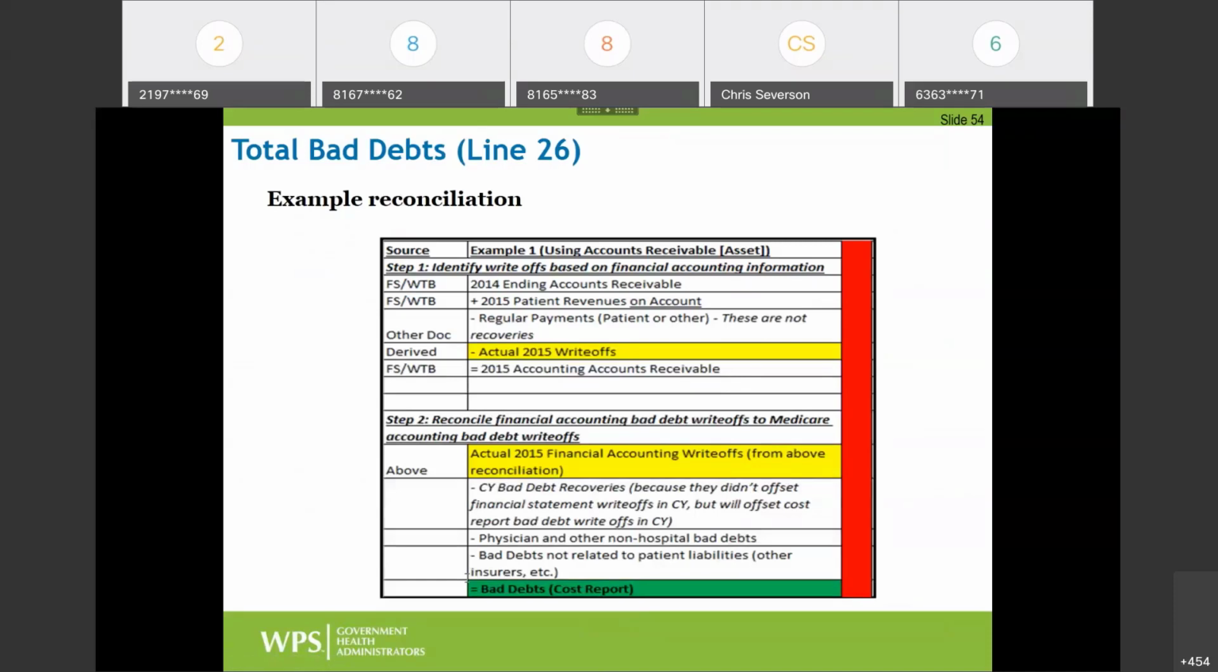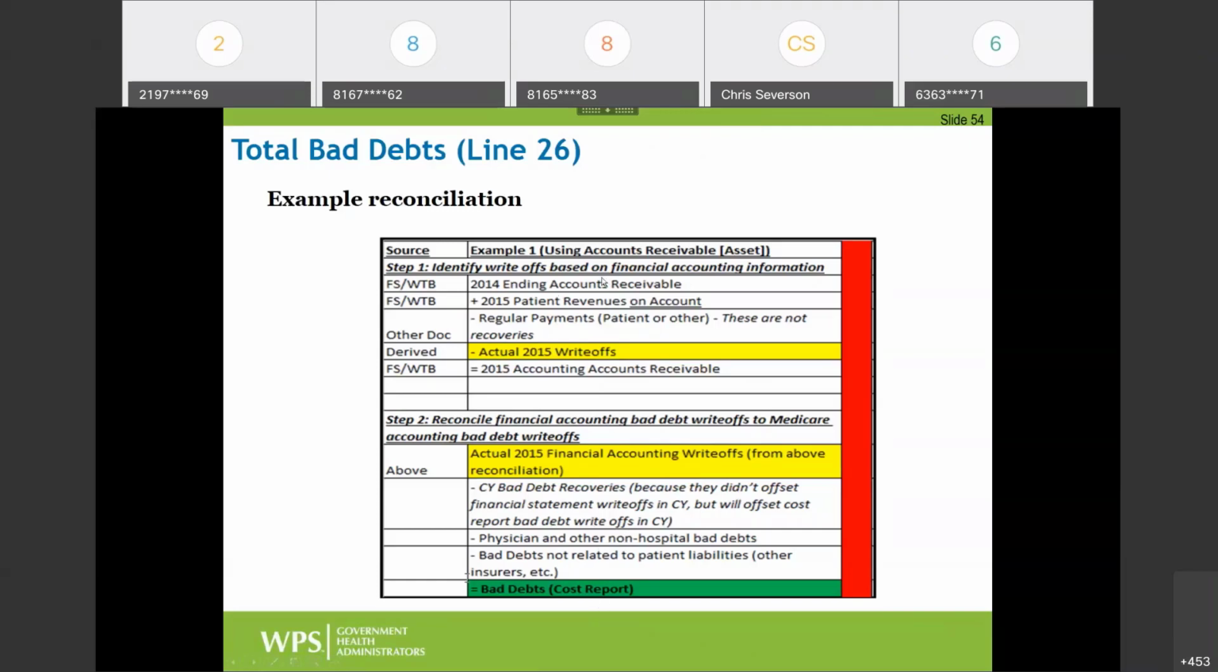There are a few different examples, and I think we have these linked on our website. You can start by using the accounts receivable asset amount and showing how it's changed throughout the year, showing the patient revenues that came in on account, which would increase accounts receivable, and regular payments, which would reduce it. Basically, you're deriving the actual write-offs, because write-offs would also reduce your accounts receivable. Then when you use that write-off, there are a few other things you need to reconcile against, like carving out physician bad debts, carving out bad debts from insurance companies, things like that. This is a simple version of the reconciliation, but it works.